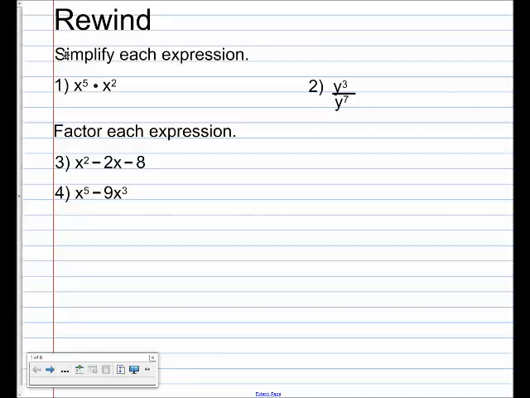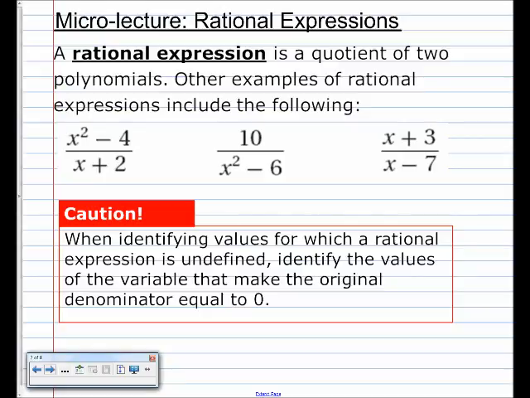Okay, so we're going to be talking about rational expressions today. We'll be looking at simplifying them in the first section, and then in the second micro lecture, we'll be looking at multiplying and dividing them. Now, you're going to see multiplication and division is the same thing as just simplifying, just a lot more work.